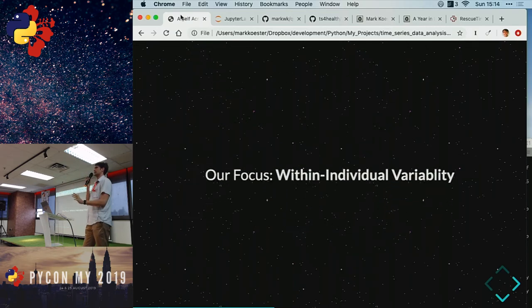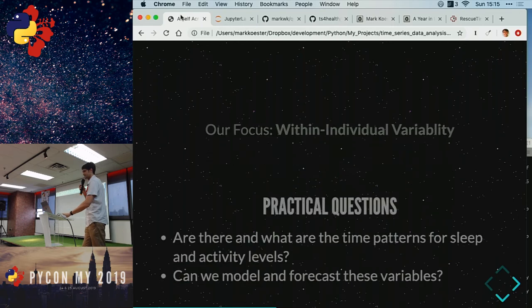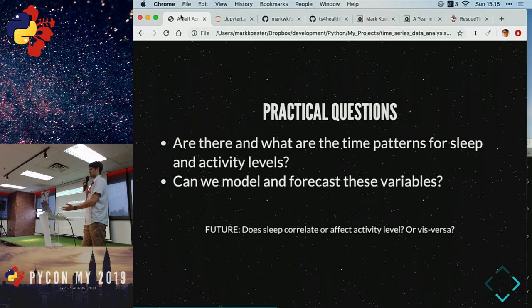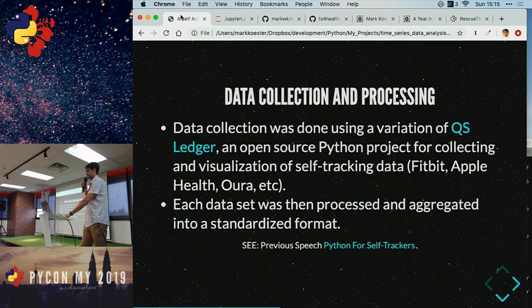Why are we looking at that data? Well, first, it's easy to get that data, and there's a lot of interesting within-individual variability. And then, like I said, it's an interesting data set to ask, can we use time series analysis to understand that data? So the practical questions are: are there any time patterns in our data? And secondly, can we model those things?